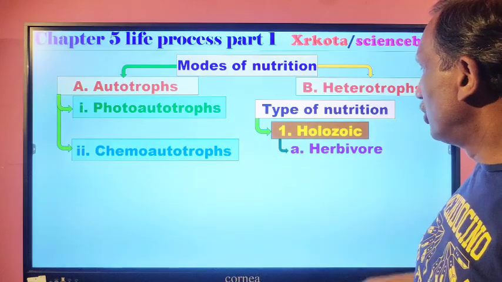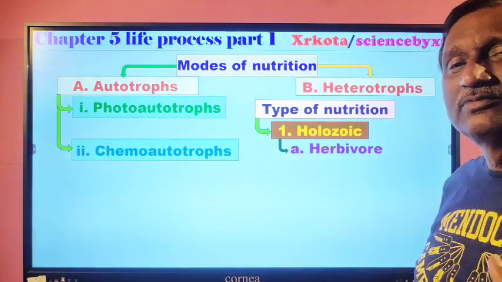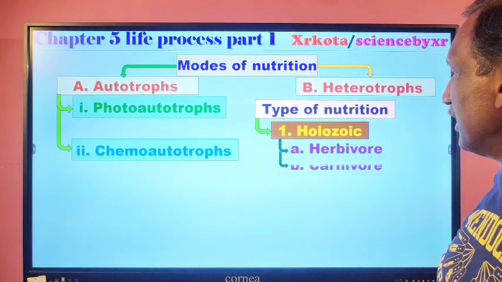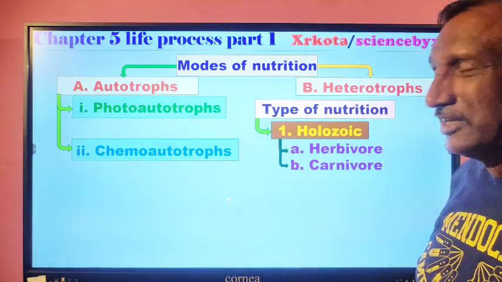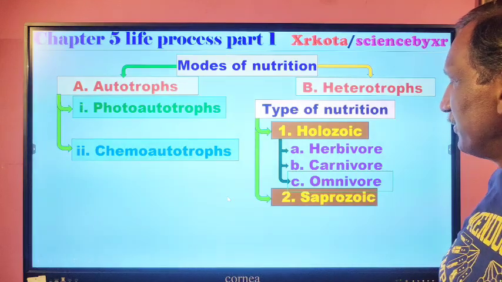And holozoic are further classified on the basis of type of food, the source of food, like herbivore which eat plants, and carnivore which eat animal, and omnivore which eat plant as well as animal.